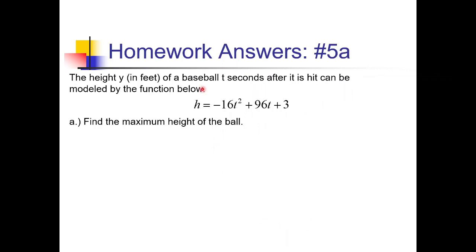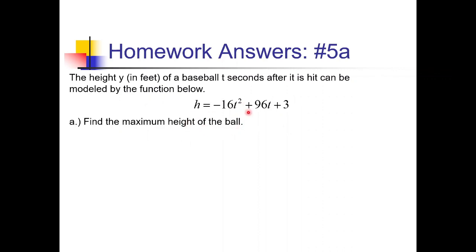On this problem, the height, y, in feet of a baseball, t seconds after it's hit, is modeled by this h function. This is a pretty standard function. This minus 16t squared is actually a thing. That's due to the effects of gravity. This 96 is the initial velocity that the baseball gets hit up at, and this 3 was the height it was hit from, just in case you were curious. Anyway, they want us to find the maximum height of the ball.